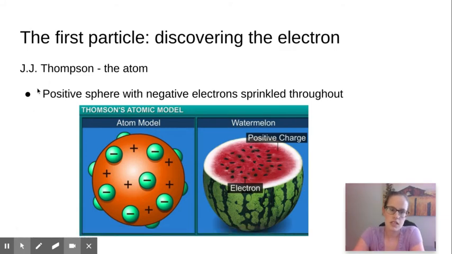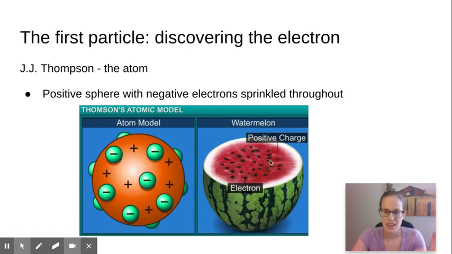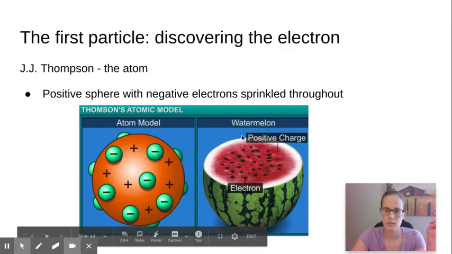With this knowledge, J.J. Thomson developed his model of the atom. It was a positive sphere. So now remember, Dalton has that solid atom. Now we're going to a sphere with negative electrons sprinkled in it. So here are your negative electrons. And he thought that the rest of it was like a positively charged substance. So you can think of it as a watermelon, where the electrons are the seeds of the watermelon, and the positive charge is just like everything else, the fruit of the watermelon.